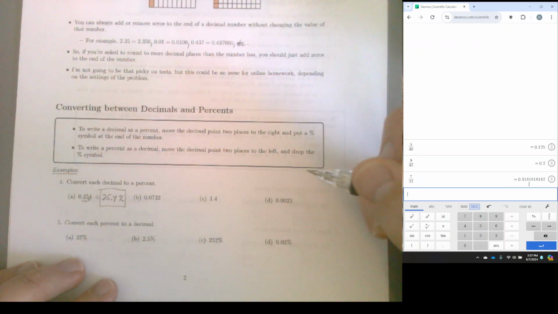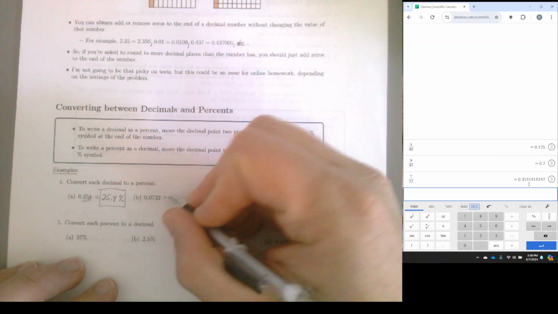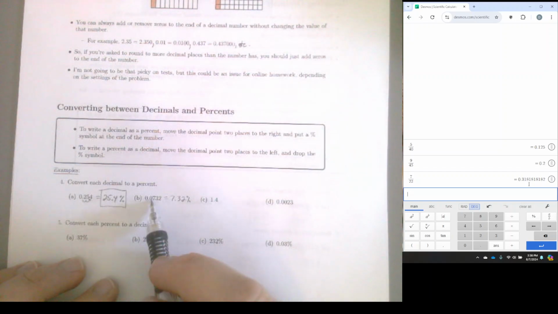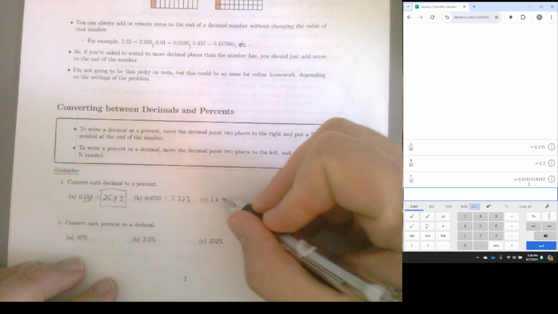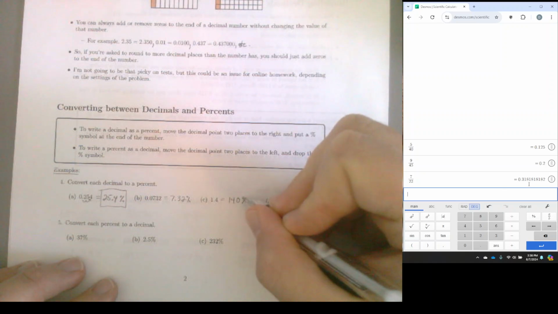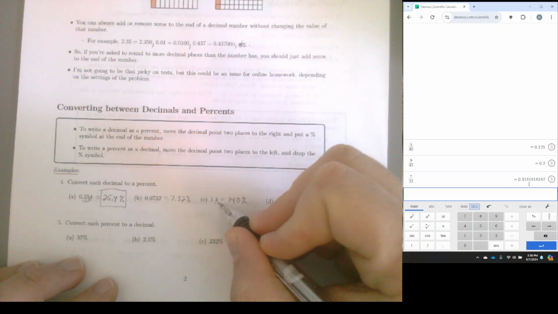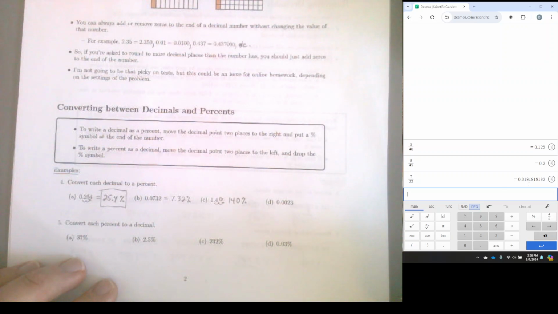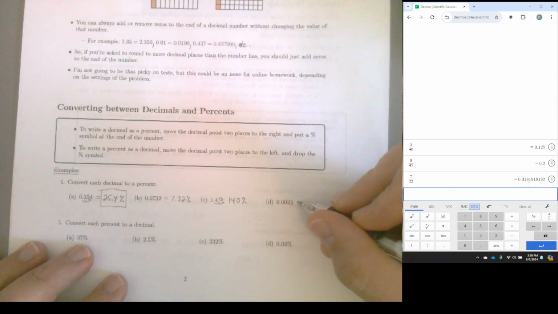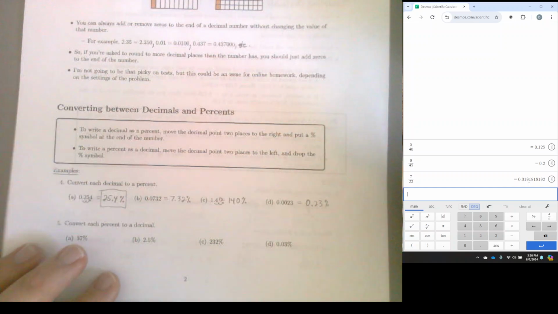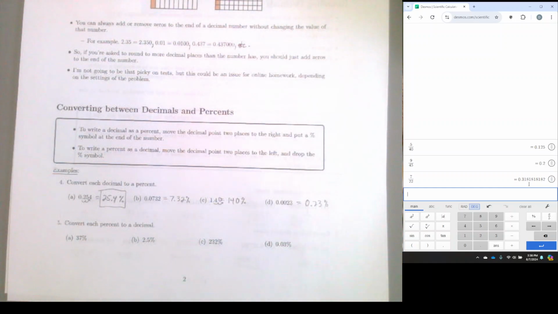Same thing for 0.0732. As a percentage, this would just be 7.32%. Okay, I'm just moving that decimal 2 places to the right. 1.4 would turn into 140%. Okay, because when I move the decimal 2 places, if I move it there, and then one more time, I have to add a 0 there. Okay, so I end up with 140. And 0.0023 would be 0.23%. Okay, and that's how it works to change a decimal to a percent.